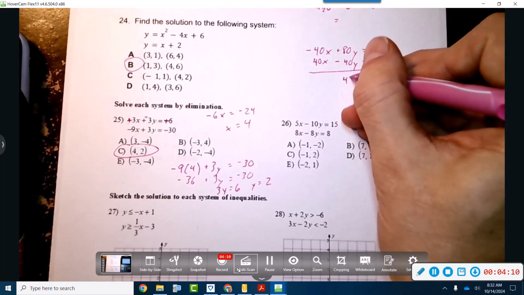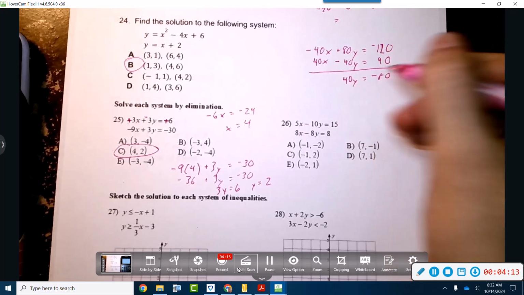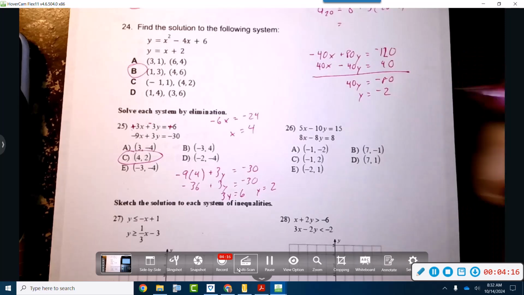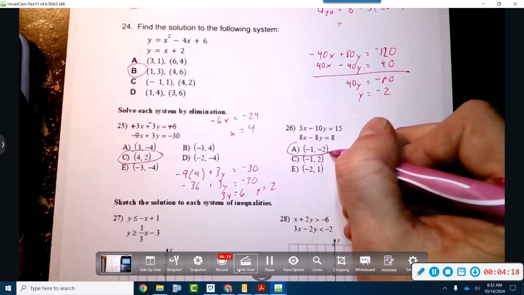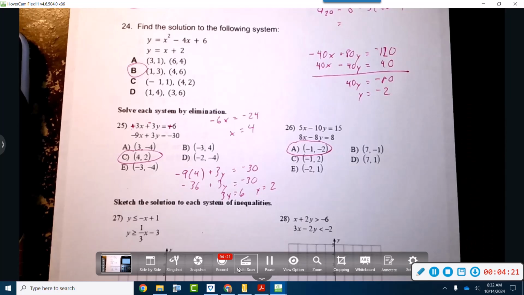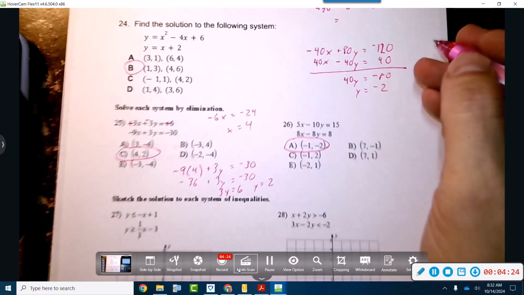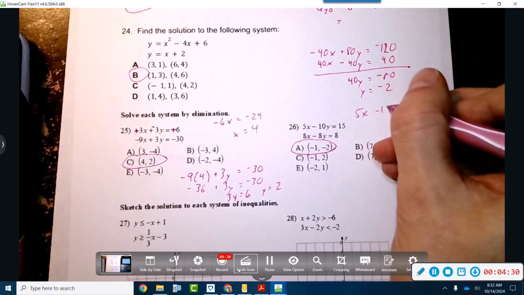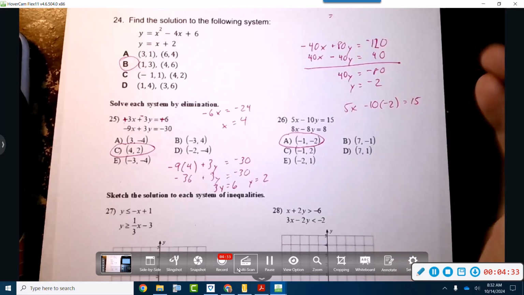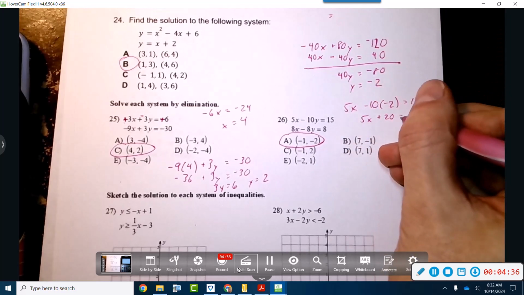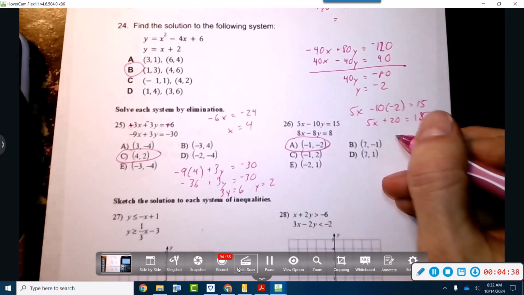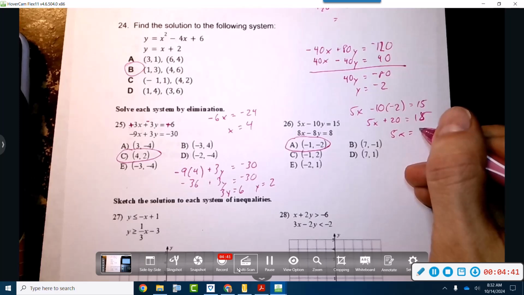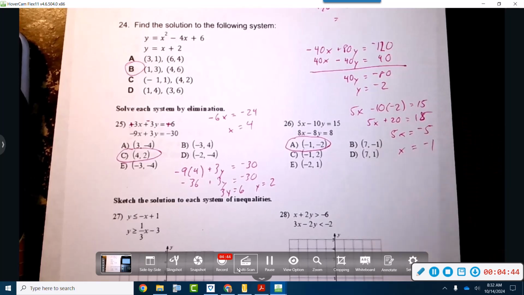Okay, so now we get a positive 40y equals -80, and y has to be -2. All right, and it looks like it's got to be this guy, but just in case this is not going to be a multiple choice question on the test, it may or may not be, I'm going to plug in a y right here, so 5x minus 10 times -2 equals 15. So 5x plus 20 equals 15. So now 5x equals -5, so that means x equals -1. Okay, I probably did that pretty fast, but it is just elimination.